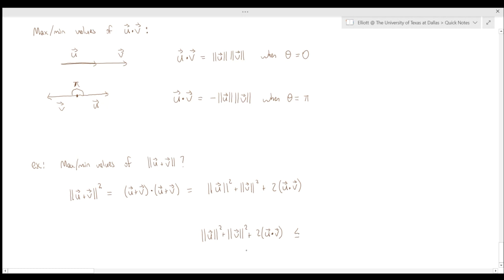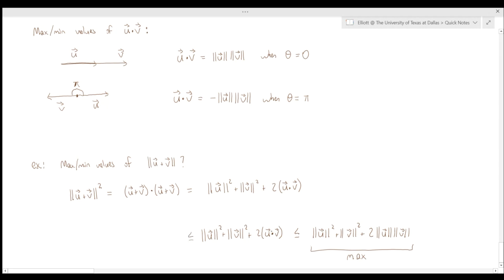So then, thinking about how large this expression can be? Well, we know that the largest the dot product u dot v could be is the length of u times the length of v. So if I replace u dot v with the norm of u times the norm of v, this should give me the largest possible value, just because that's the largest that the dot product could be.